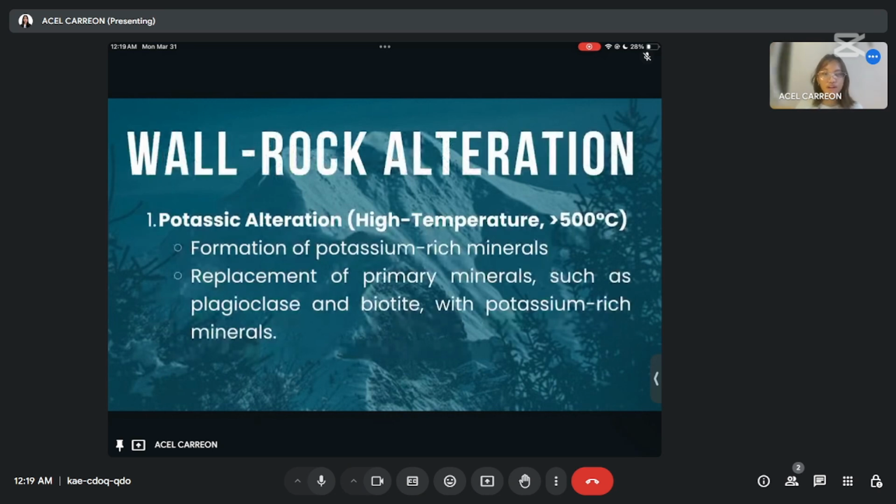For the types of wall rock alteration, we have the potassic alteration, phyllic alteration, and argillic alteration. The potassic alteration occurs at high temperature, greater than 500 degrees Celsius. It is where the formation of potassium-rich minerals such as orthoclase, sanidine, and microcline occurs. It is where the replacement of primary minerals such as plagioclase and biotite with potassium-rich minerals occurs. It is where the formation of K-feldspar, biotite, and magnetite occurs and is associated with copper-molybdenum mineralization.